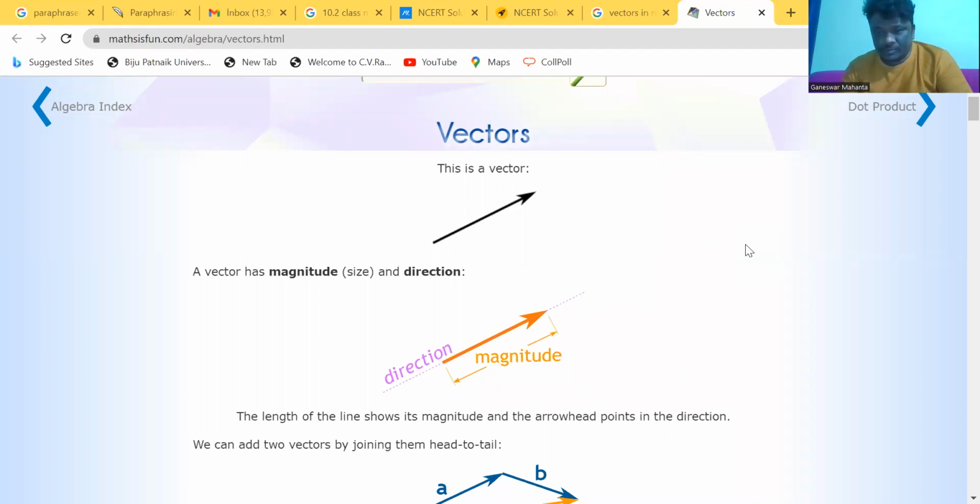Today I will discuss vectors for the plus two board examination. First, we'll discuss what a vector is.